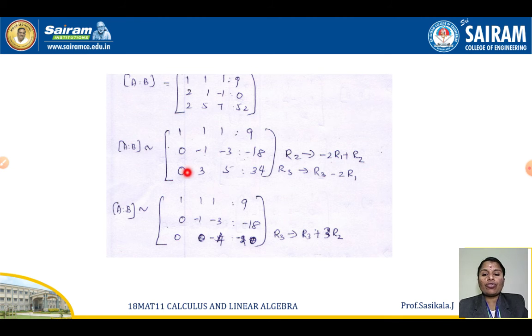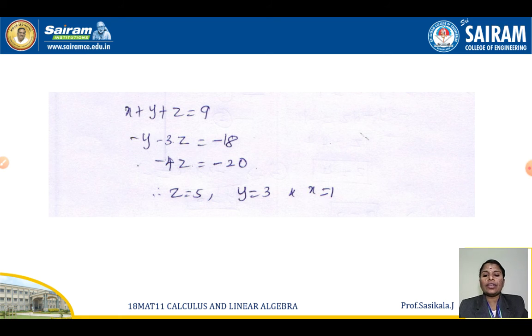In the third row, this place you are going to make it 0. Just multiply R2 by 3 and add it. R3 implies R3 plus 3 into R2. So what is that? 1, 1, 1, 9; 0, minus 1, minus 3, minus 18; 0, 0, minus 4, minus 20. Okay, because 3 minus 3 is 0, and then here you have 5, and 5 minus 9 will be minus 4, and for the remaining, minus 18 into 3, then plus 34 will give minus 20.